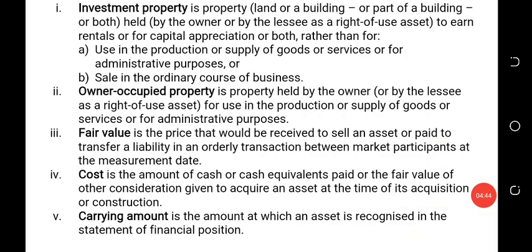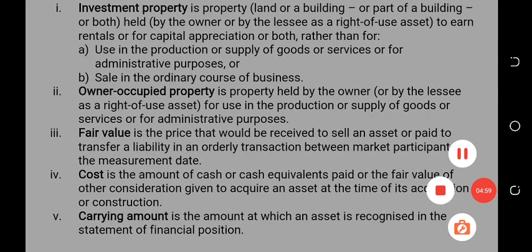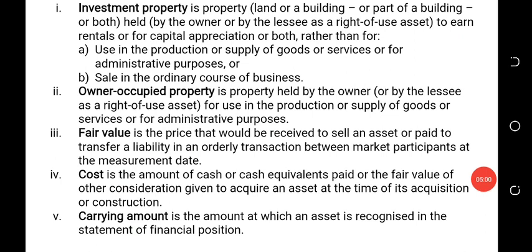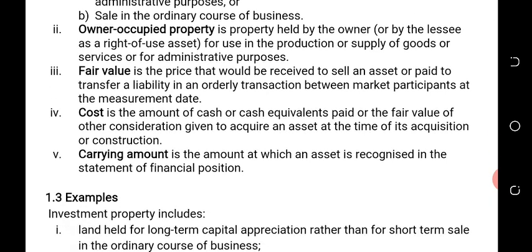Now, let's define fair value. What is fair value according to this standard? Fair value is the price that would be received to sell an asset or paid to transfer a liability in an orderly transaction between market participants at the measurement date. So this is the fair value of an asset.